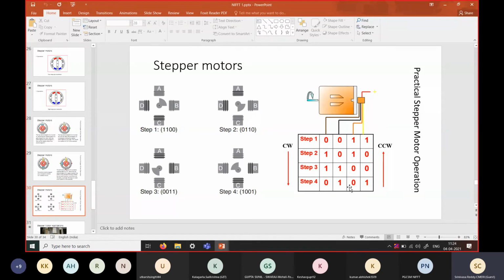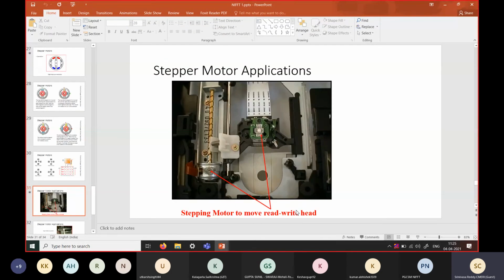So now by just changing these steps, by just communicating these steps, we can set the motor in the desired position. So in this way we can achieve discrete motion of the stepper motor.